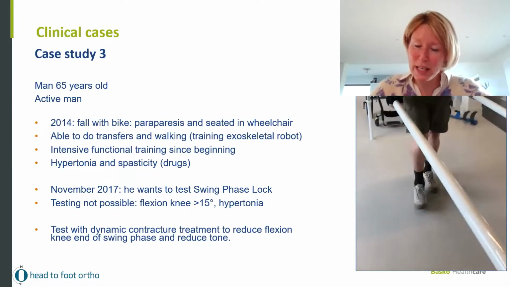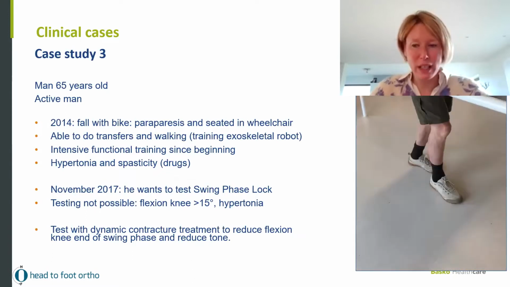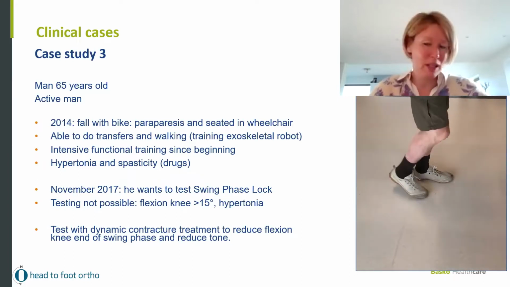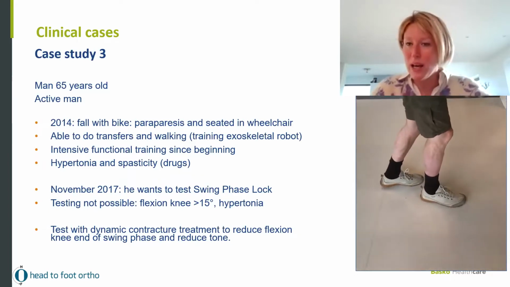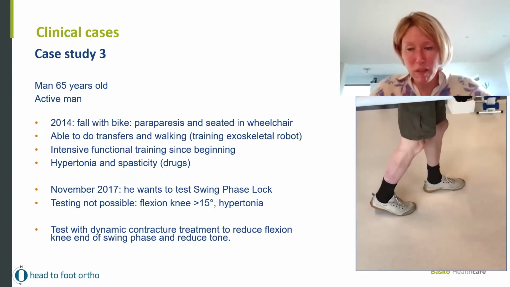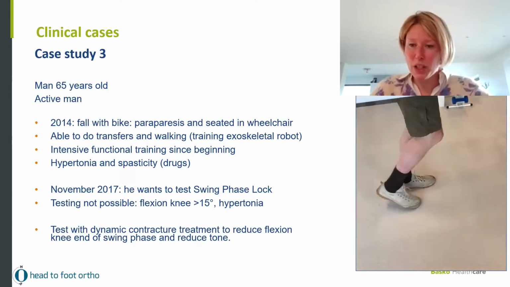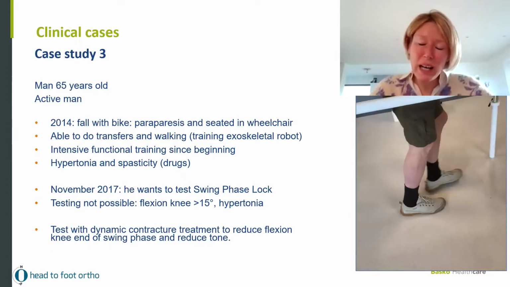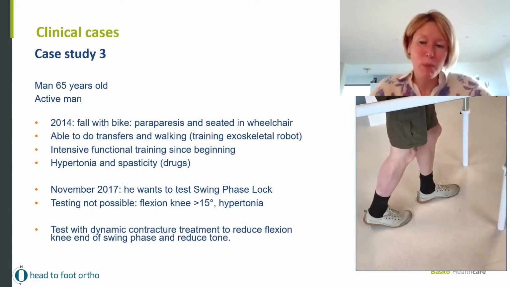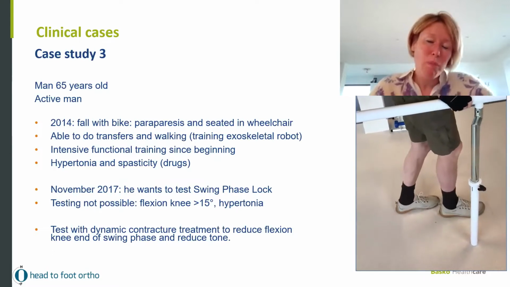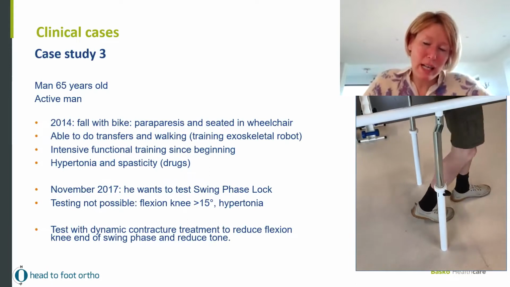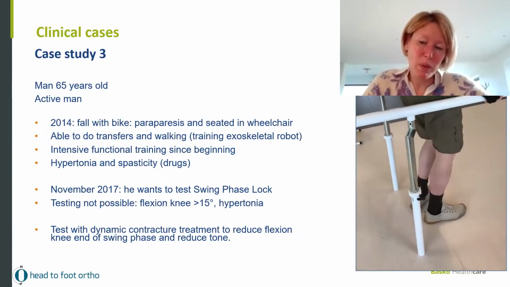We'll go to the side. And you can see here that I don't have an extension at the end of the swing phase. So my swing phase lock would not lock. And you can see a triple flexion position. So I said, Mark, I'm not sure, I cannot help you at this moment with SPL, but would you be ready to try and see what we can do with multi-motion?